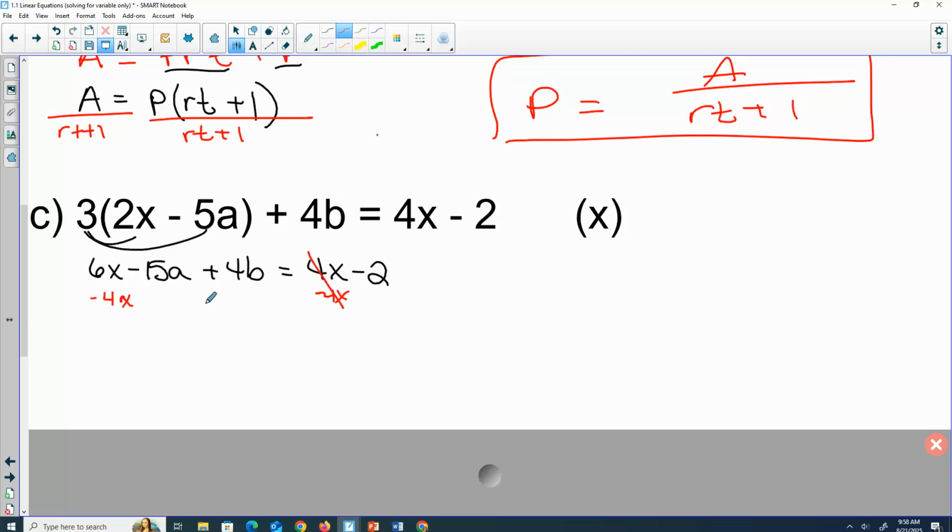Now, you guys, just kind of an FYI, you're in college algebra now. You don't have to show me every little bit. You don't have to write the minus 4x underneath. You know, if you guys just do it, that's fine. So the amount of work you show is up to you.